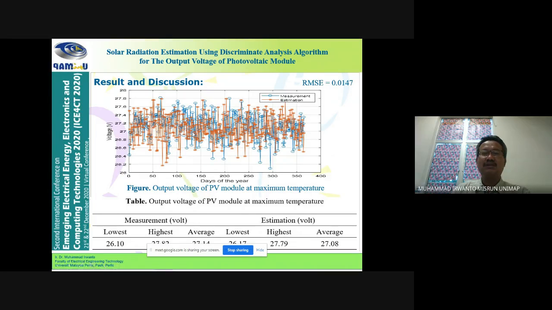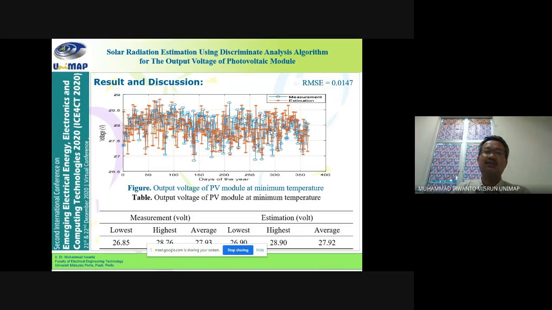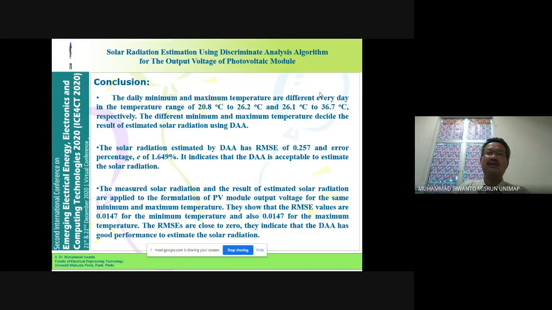Based on this data, the RMS value is 0.0147. It is close to zero, indicating that the DAA has good performance to estimate solar radiation. Now for the application at minimum temperature, the RMS value is the same, 0.0147. It indicates that the DAA, the discriminant analysis algorithm, has good performance to estimate solar radiation.